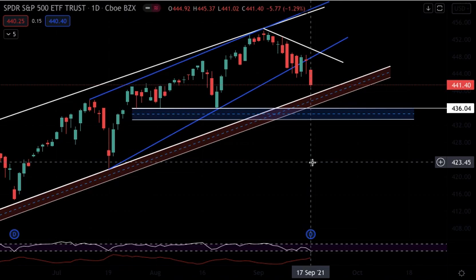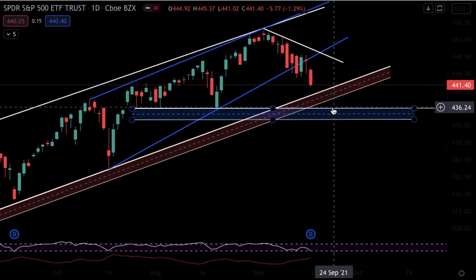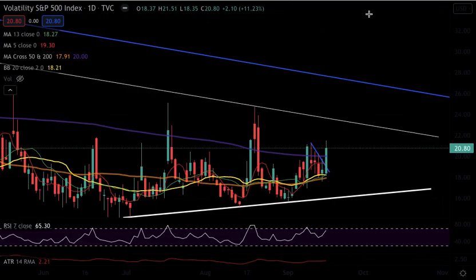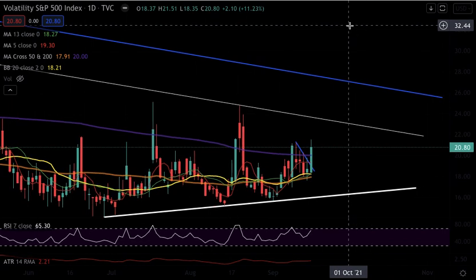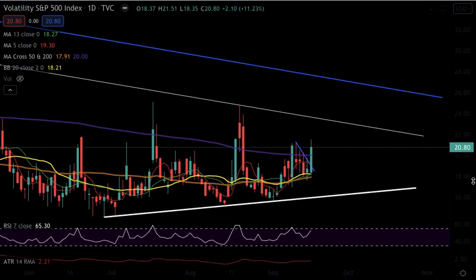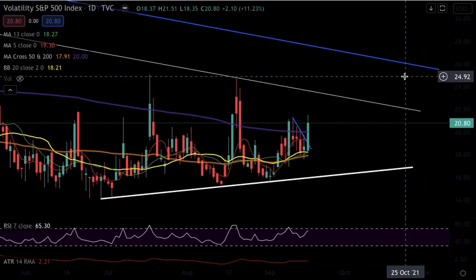I don't want to ramble too much. Basically what I'm saying is 439 and 436 are buying opportunities. There could be more downside for the SPY. Now I'm looking at the VIX, which inverses the SPY. If you look it up, 75 to 78% of the time, the VIX inverses the SPY. So if SPY is going up, VIX is going down.